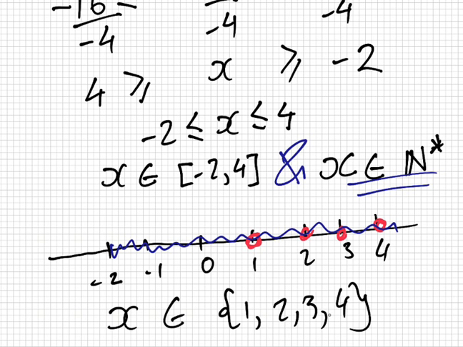I shaded in minus 2 to 4 because that was the solution. And I put dots on 1, 2, 3, 4 because we're told x can only be natural numbers. And I just see where they overlap. So they only overlap here, 1, 2, 3, 4. Like x could be 5, but 5 is no good because it's not here. So when I draw the lines, I do from 1 to 4 and that's it. I just exclude 0, minus 1, minus 2.